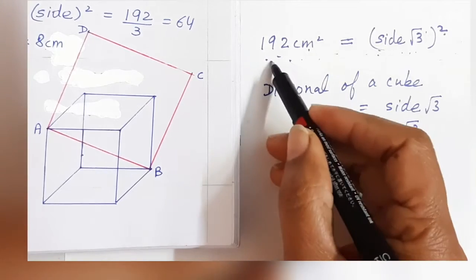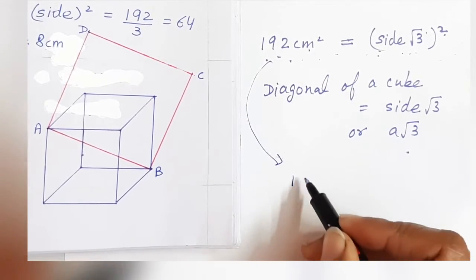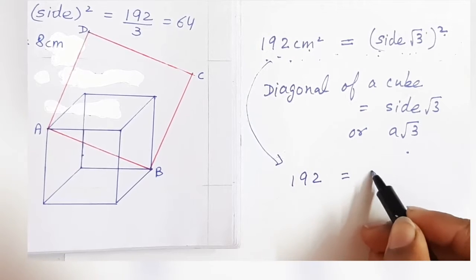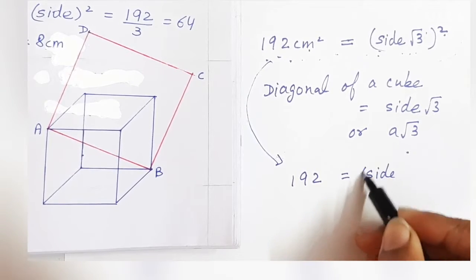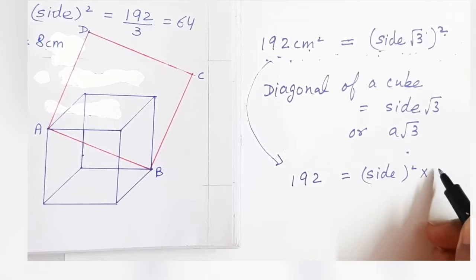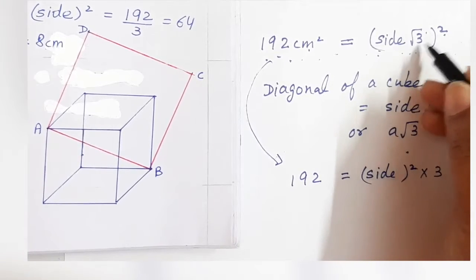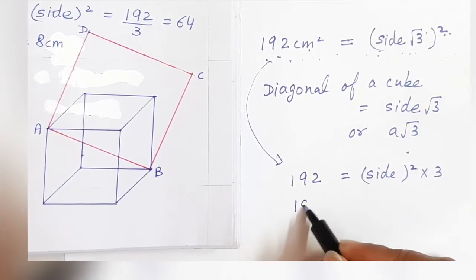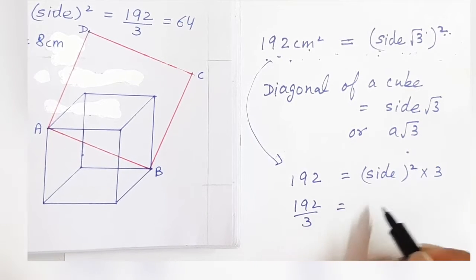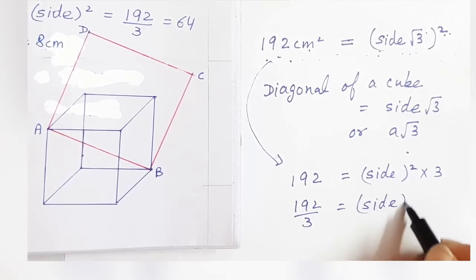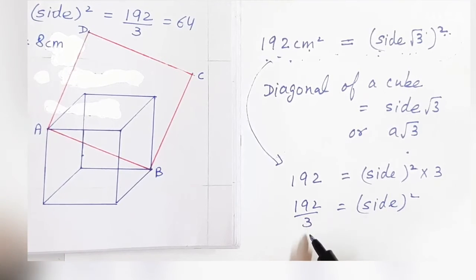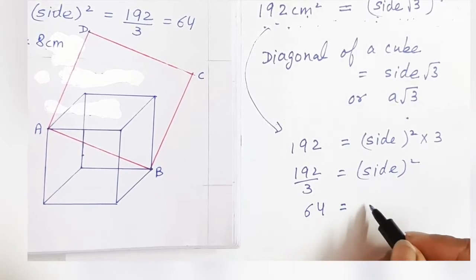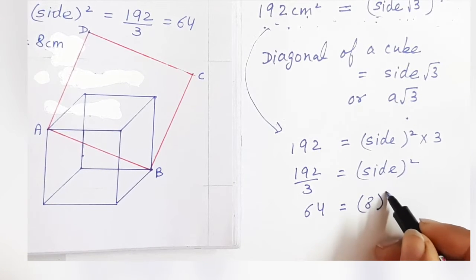So this means 192 is equal to side square into 3. Clear? Root 3 square is 3. So that is equal to 192 upon 3 equal to side square. Now what is 192 upon 3? That is equal to 64. And 64 is a square of 8.